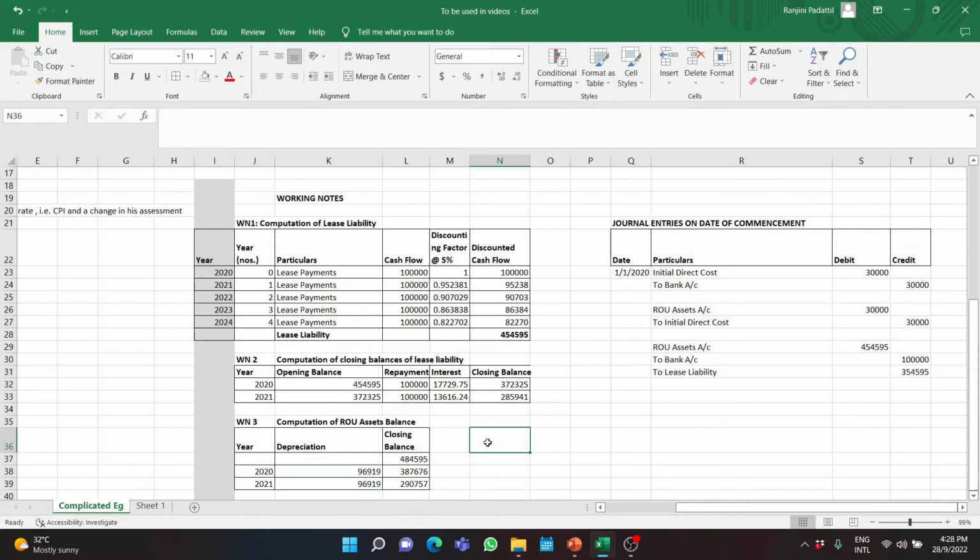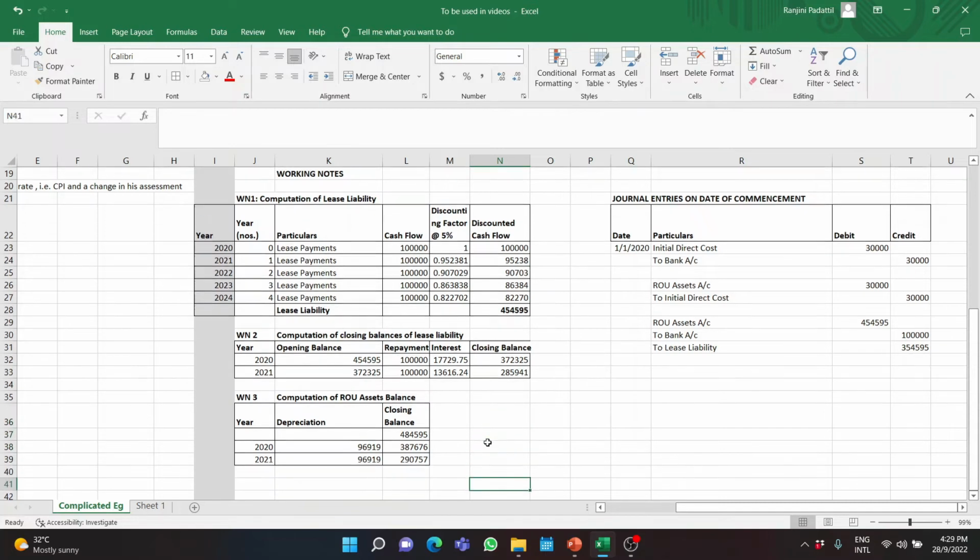Okay, so now the new part starts. We are in 2022. In 2022, two things have changed. One is the CPI index has changed, like we discussed in the simple example earlier, but there has also been a change in the lease term. So this is why this example is slightly more complicated, because two changes have come together.